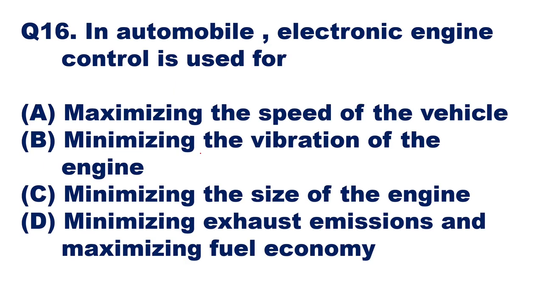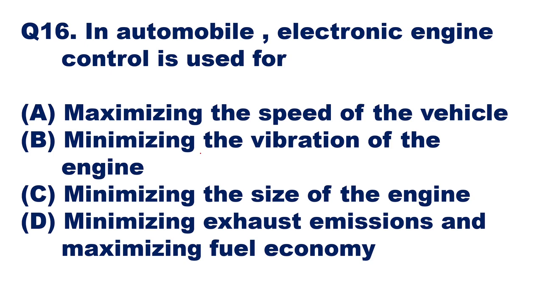Then we'll go to the next question, question number 16. In automobile, electronic engine control is used for what? Options are maximizing the speed of the vehicle, minimizing the vibration of the engine, minimizing the size of the engine, minimizing exhaust emissions, and maximizing fuel economy. So option D is the right thing.